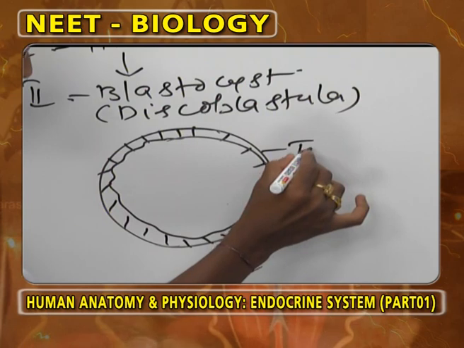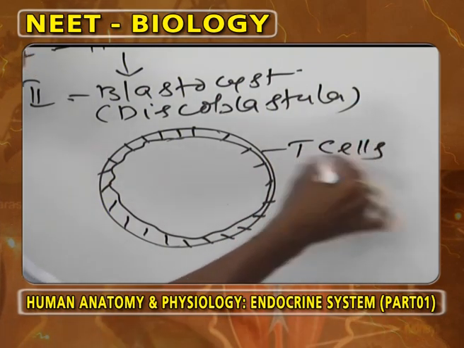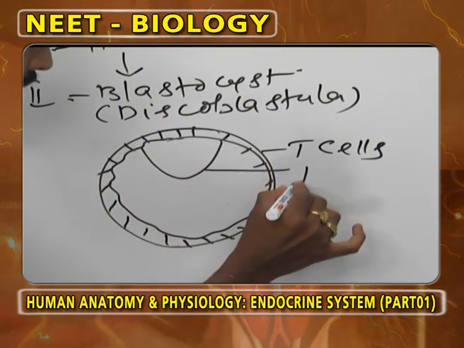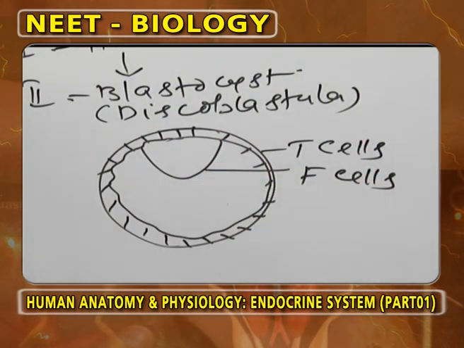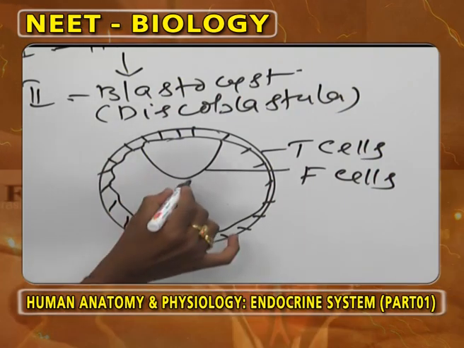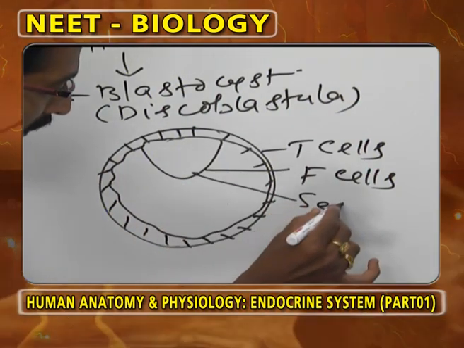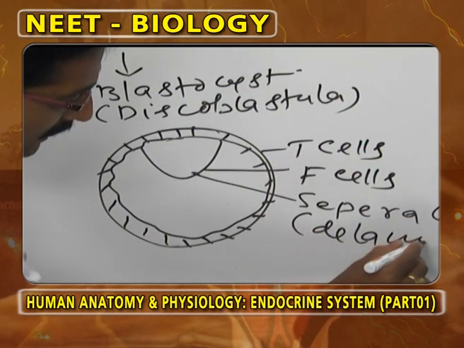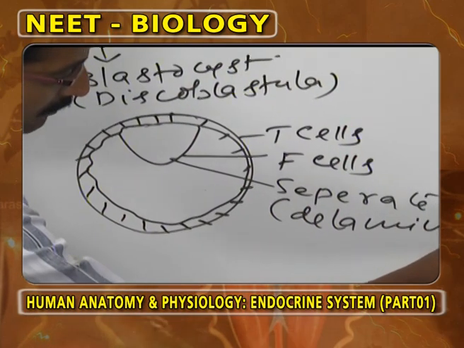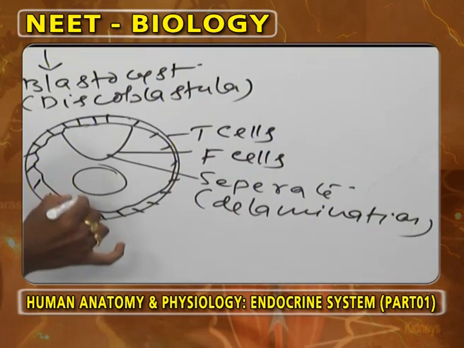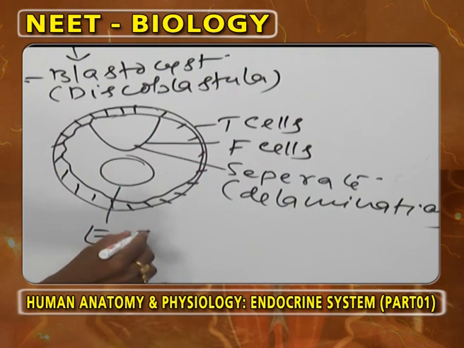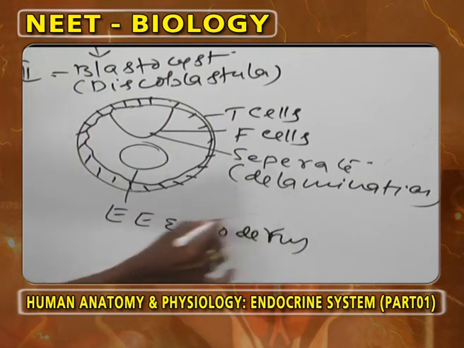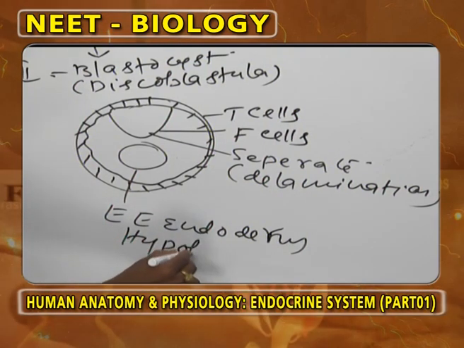Students, this is the short word, trophoblast cells, and this one we call it as the formative cells. Now, from the formative cells, some cells separate. That process we call it as delamination. Because of the delamination, we are getting extra embryonic endoderm. That we call it as the hypoblast.